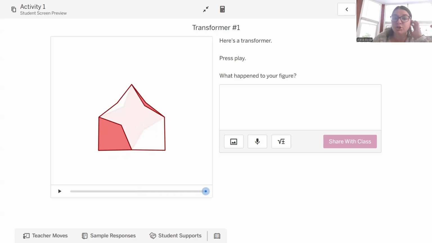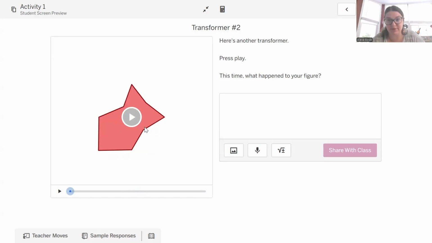Okay, transformer two is going to do a different thing to your shape. Again, I want you to tell me what happened to that shape. This one's a little trickier. It's kind of hard to describe what happened there. How would you describe that motion of the shape? It almost doesn't even look like the same shape. There's similarities to it, but it's not really the same.